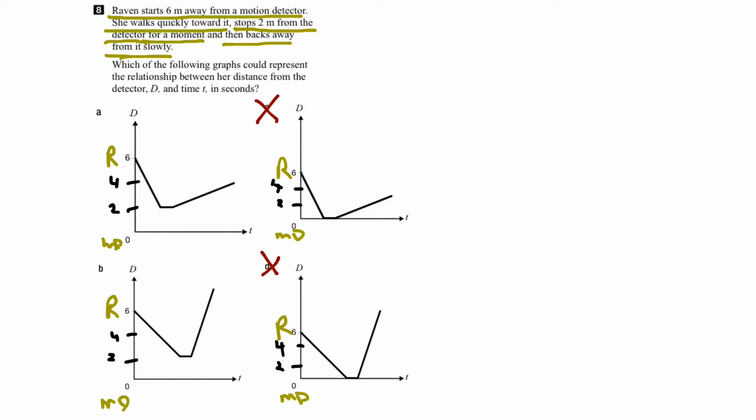But then let's confirm with B. She starts 6 meters away, walks quickly towards it, and we've already determined that that slope is not really quick. It could represent it, but we're not sure. Stops for a moment 2 meters away. Okay, well that's true. And then here she's walking away, but at a much faster pace. So she's walking quickly away here because the slope is fairly steep. So therefore we can see that option B is not the right answer, and indeed it's option A.